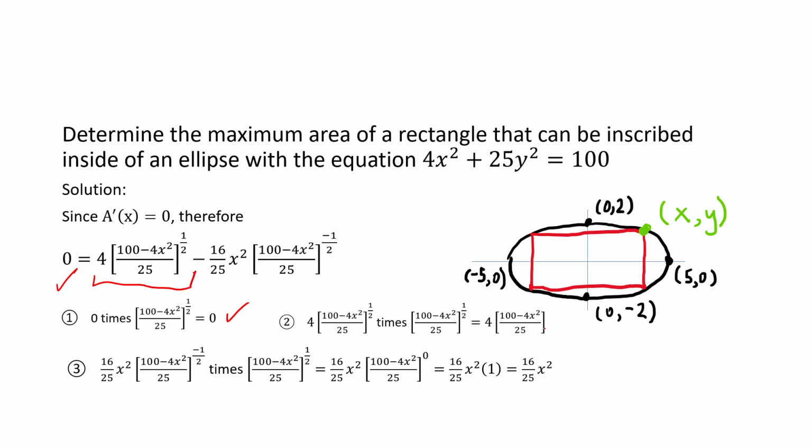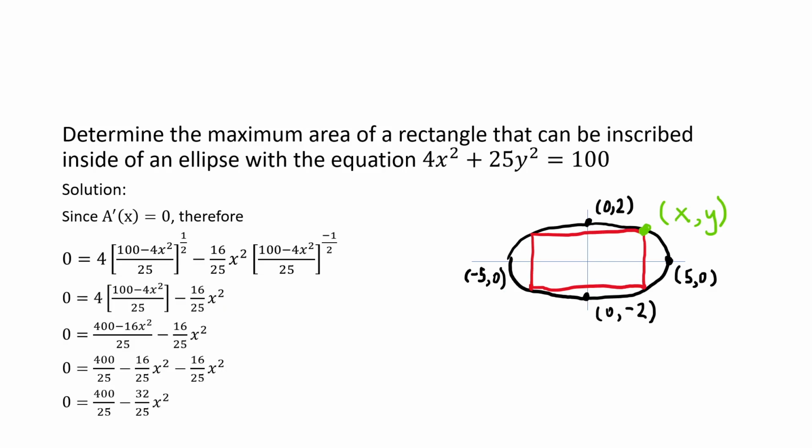that first quantity on the right-hand side by the quantity indicated on the last slide. And when you multiply this quantity by that, you simply get 16 over 25x squared. And the work is shown for you on the bottom. So our equation has now been simplified to this. 0 is equal to 4 times 100 minus 4x squared over 25 minus 16/25 x squared. Doing a little bit of distribution, we get 0 is equal to 400 minus 16x squared all over 25 minus 16/25 x squared. We can break apart this fraction as shown here.